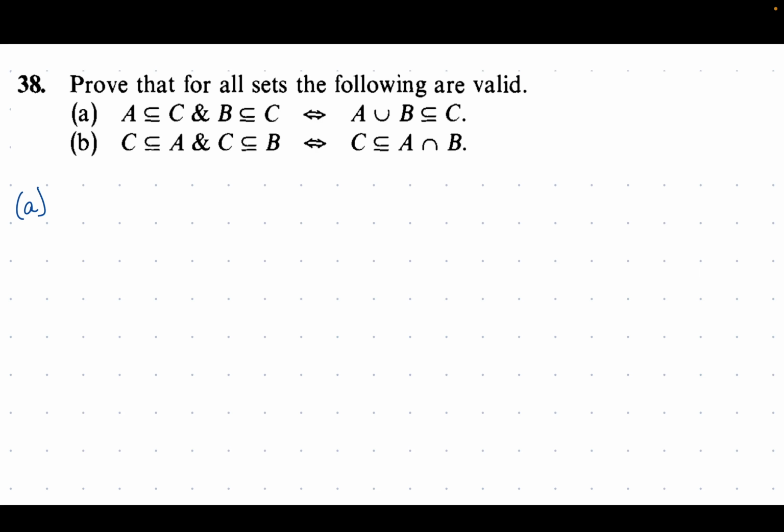Right, so for the first one, this is a very standard biconditional proof. We assume this, then prove that, and then we go the other way around. We assume this, and we prove that for both of them. So let's assume that A is a subset of C and B is a subset of C, and we want to show that this is true eventually.